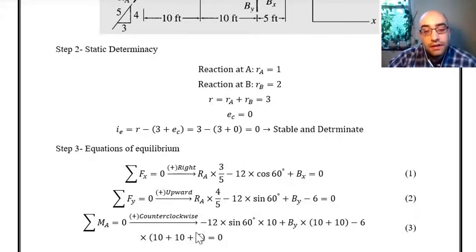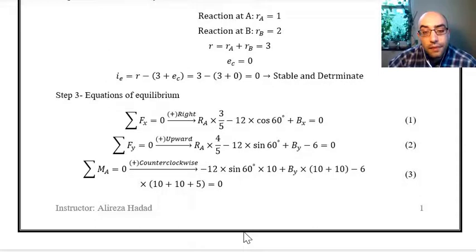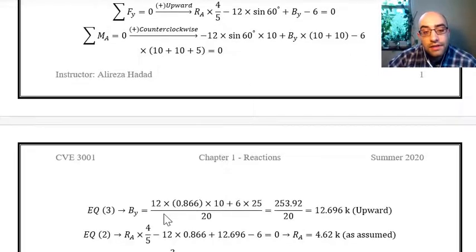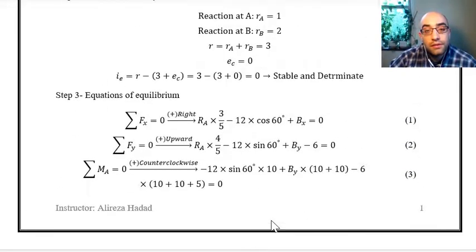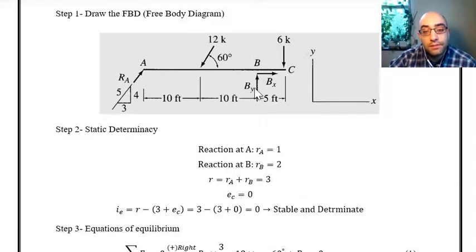As you can see, in this equation, the only thing that is unknown is By. So I can simply use this equation and find the value of By. If I do that, you can see By will be this equation, and solving this gives me By as 12.696 kip. The value is positive, which means that the direction of the force is similar to what we assumed when we were drawing the free body diagram.